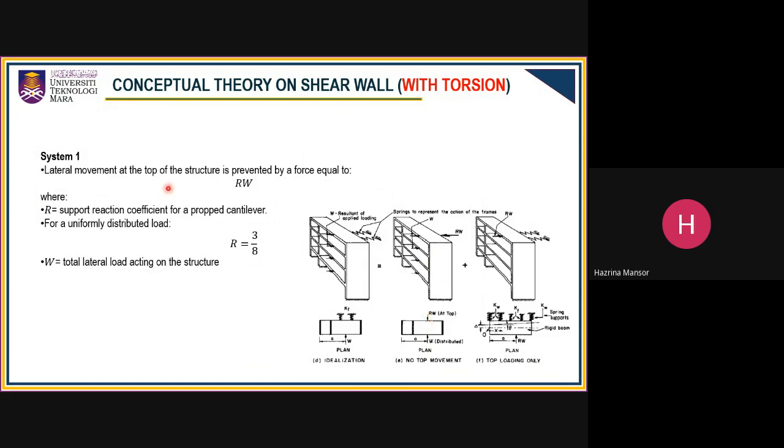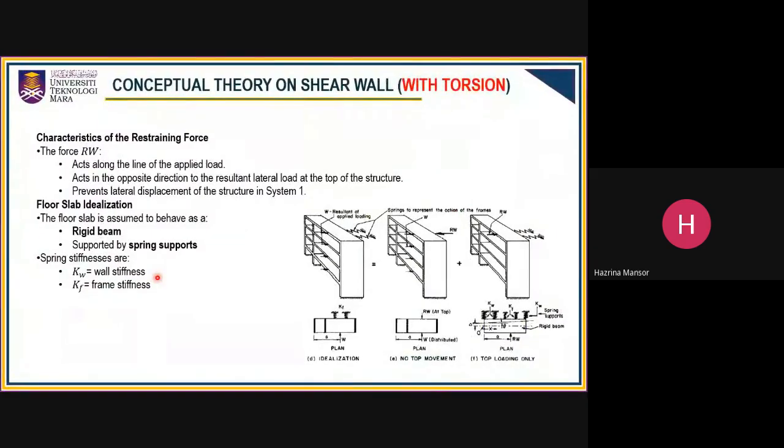So this RW, where R is the support reaction, is equivalent to 3 over 8, and then you need to multiply it with the lateral loading acting on the structures. Meanwhile, the RW, in other words, we can call it the characteristic of the restraining force. So when you reduce down the structure systems, this RW must be in line with the wind load distributed to your structures. And the wind load is acting at the center of rigidity of your shear wall.